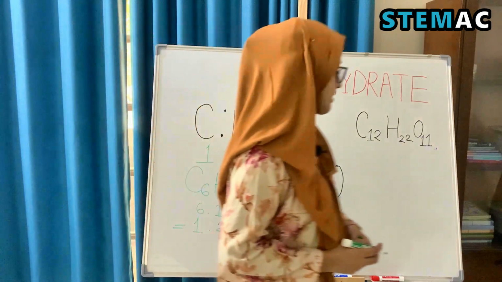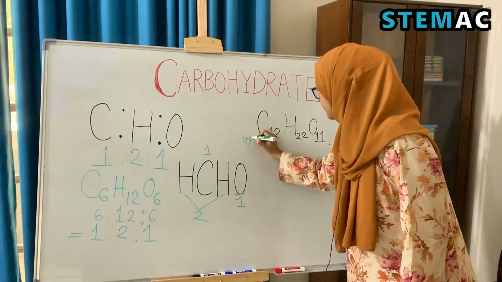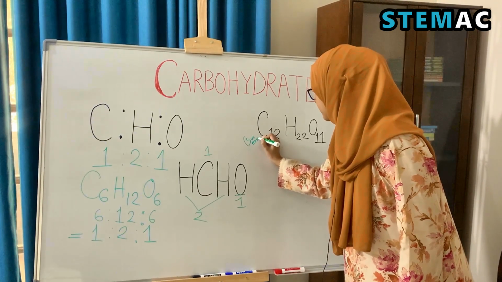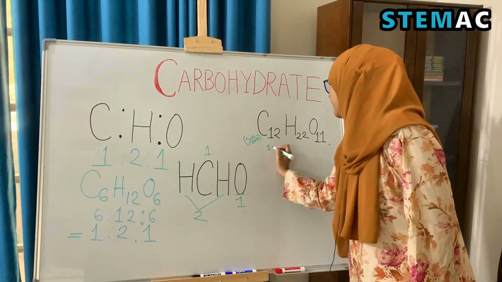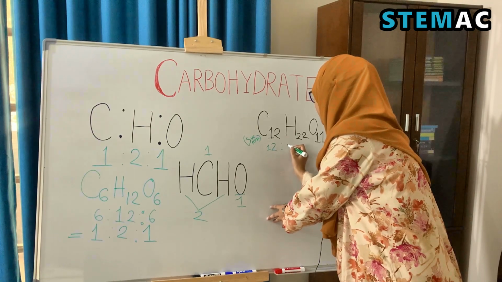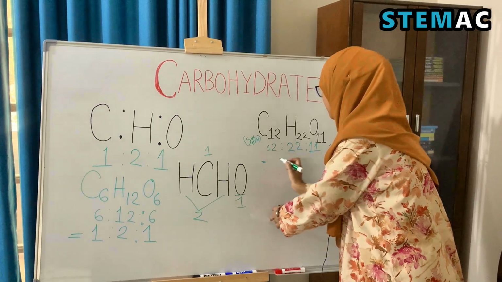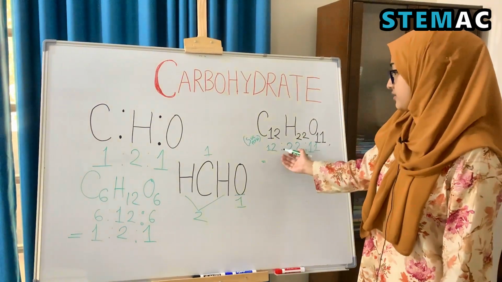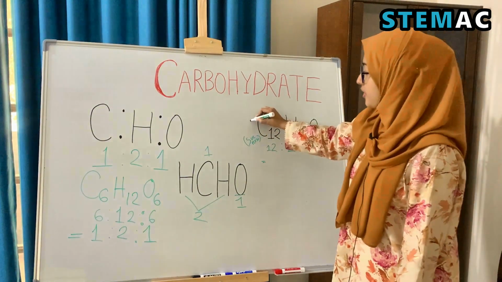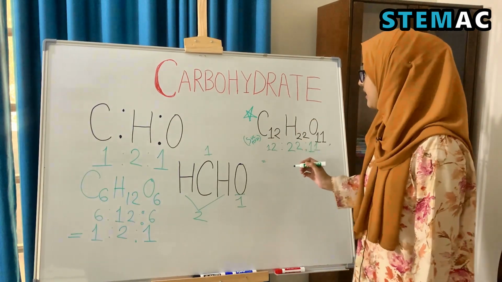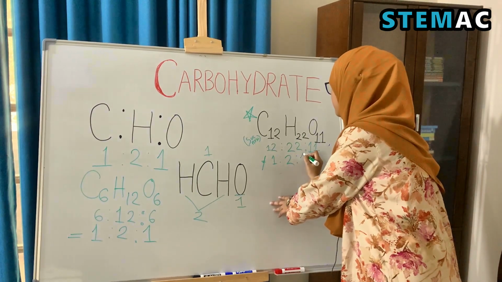Then here we come to sucrose. This is also a carbohydrate, which is sucrose, but here we can see the ratio is 12:22:11. Here we can see the ratio is not 1:2:1 as we see in the general structure, but it is also a sugar. So this point we should keep in mind, that the ratio might not always be 1:2:1.